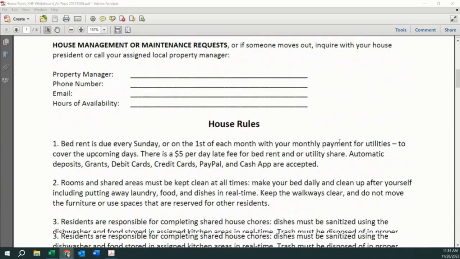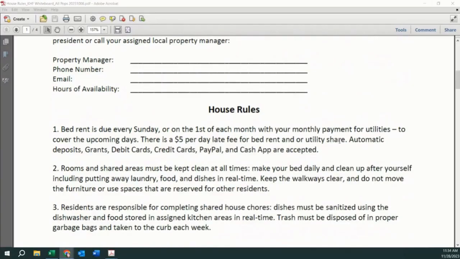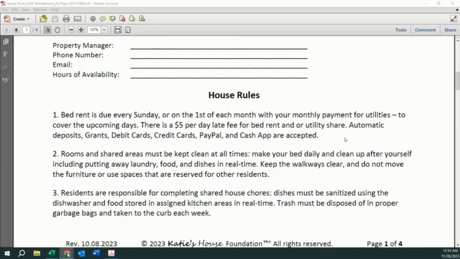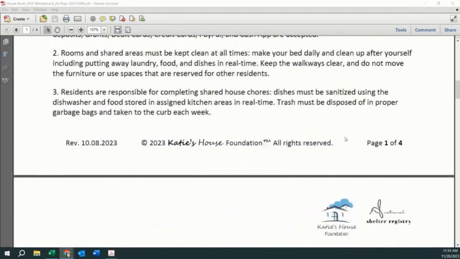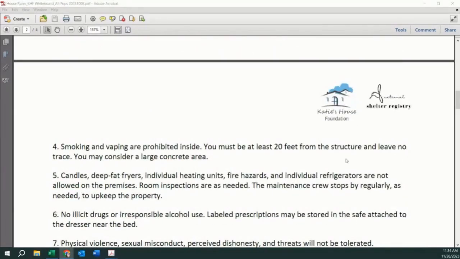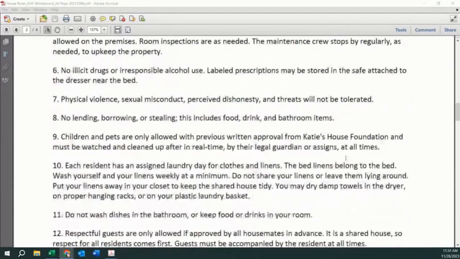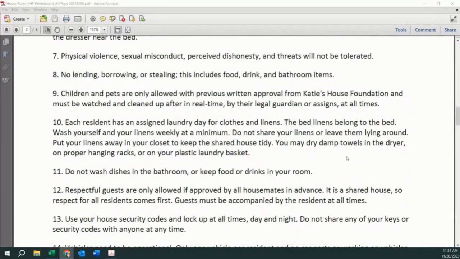And having the property manager, or even yourself when you first set up your house, put your house rules on the whiteboard is really important. That way, everyone who lives in the house can always refer back to these and they don't have to pull out their signed agreement.